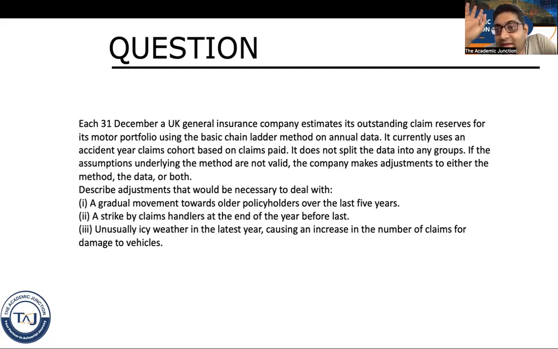And that could be made based on historical such events, right? They might have happened historically, say 3 years ago. And then you identify what the impact is and then make the allowance. Clear?